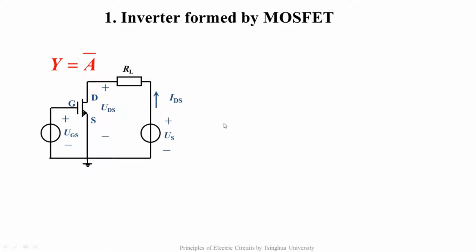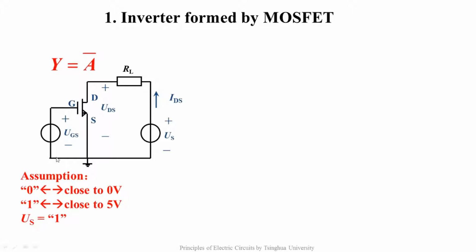The first one is an inverter formed by the MOSFET. Its function is an inversion, which means when the input is logic 0, the output is logic 1, and when the input is logic 1, the output is logic 0. The 0 and 1 here are logic numbers. We assume 0 represents a signal close to 0 volt, 1 represents a signal close to 5 volts, and US equals logic 1.